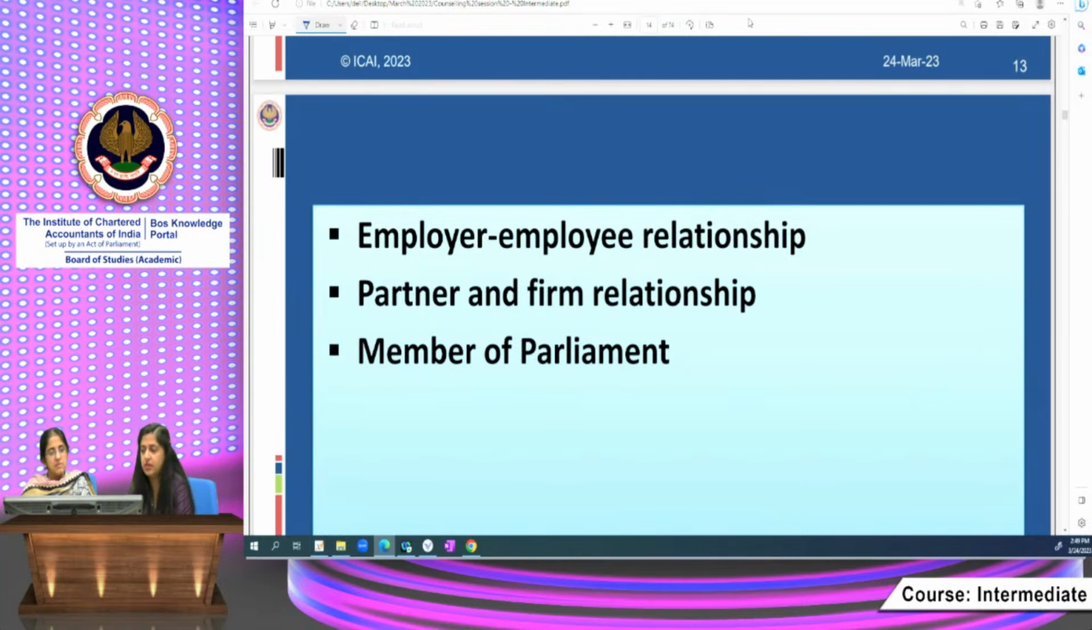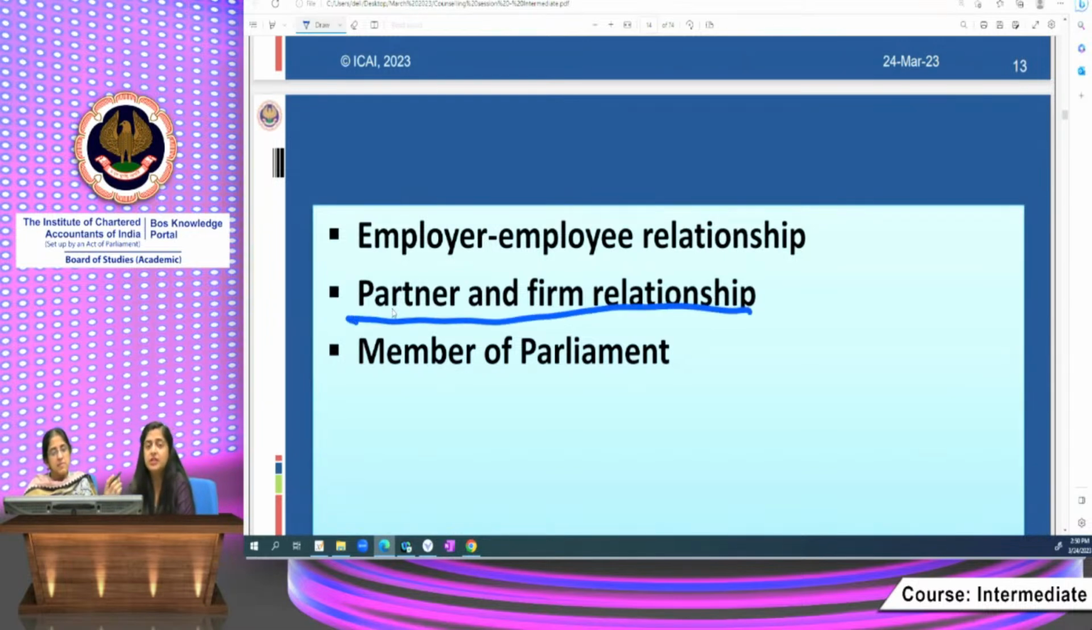It is not advisable. So in salary, anything which you receive from an employer is taxable under the head salary. For any income to be chargeable under the head salary, it is very important that there should be an employer-employee relationship. If there is no employer-employee relationship, then it will not be taxable under the head salary. Like, suppose, in case of partners of a firm.